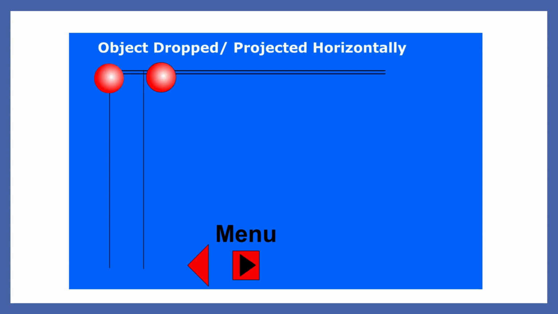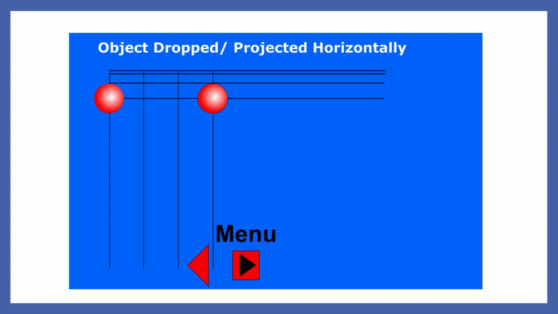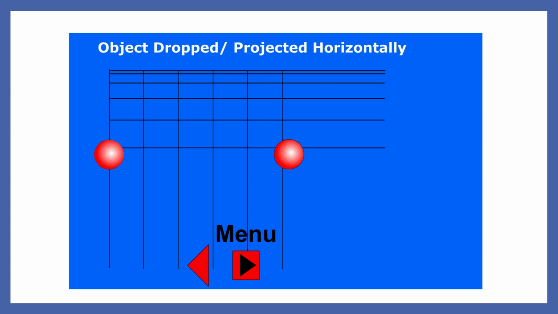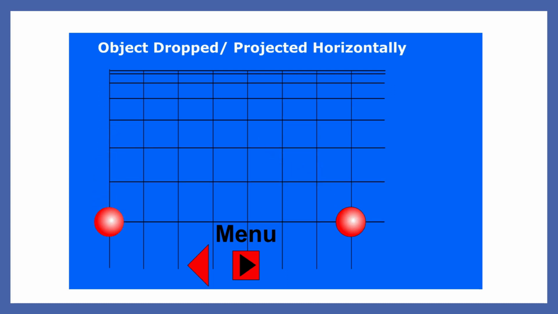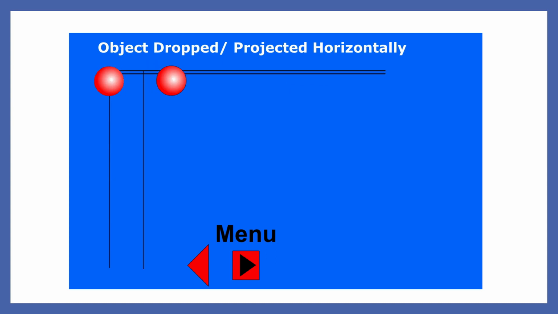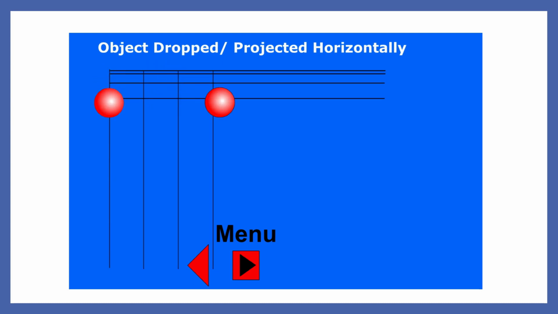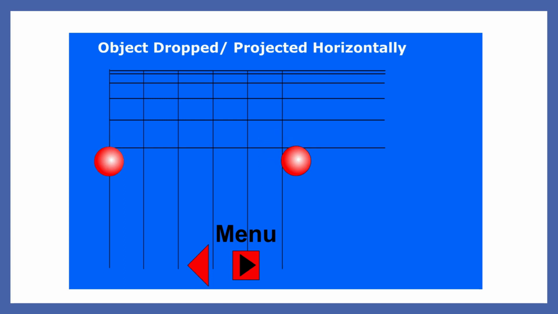What does it mean that the horizontal velocity is constant? Focus on the horizontal position of the ball as it moves from left to right. Notice how the ball changes its horizontal position by the same amount each equal interval of time.